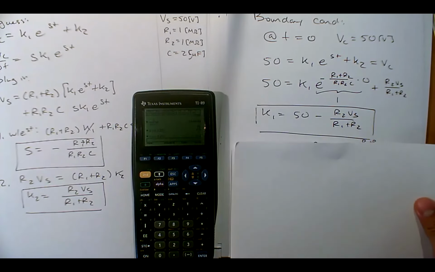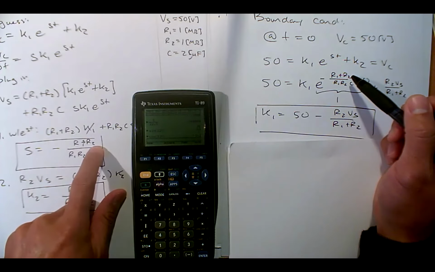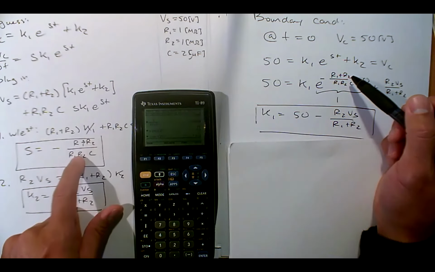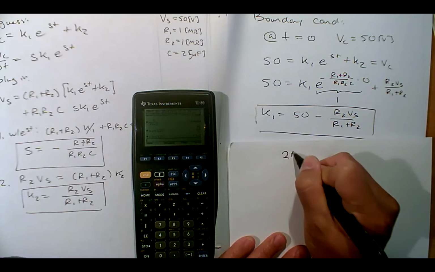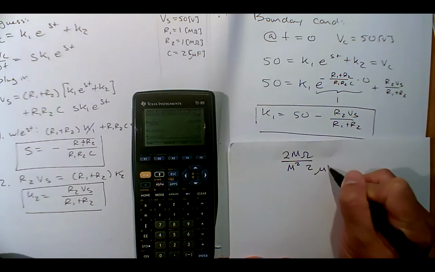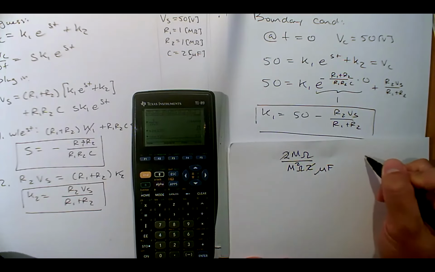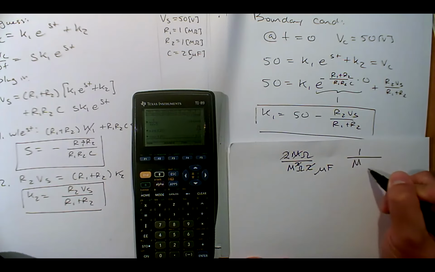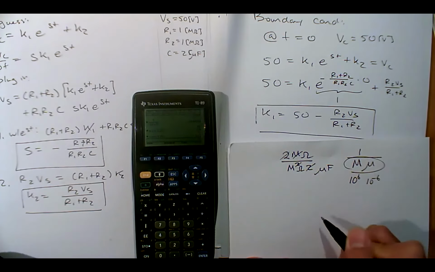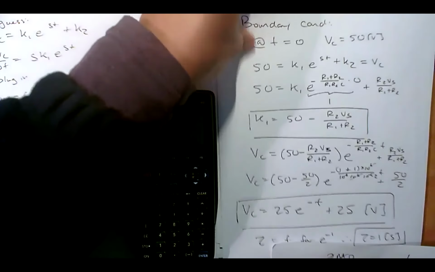Now, what about the S term? The S is 1 mega ohm plus 1 mega ohm, that's 2 mega ohms, divided by 1 mega ohm times 1 mega ohm, that's a mega ohm squared, times the 2 microfarads. It looks like the 2s cancel. So I'm left with 1 over mega and micro. Doesn't that cancel? Isn't that 10 to the 6 and 10 to the minus 6? I think it is. So does that mean my S equals -1? I think so. Very good. So -1, what a coincidence.